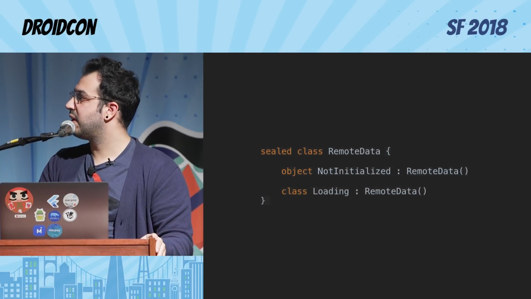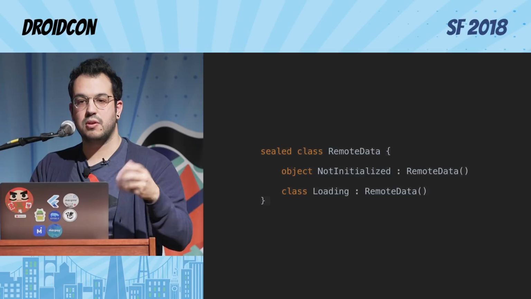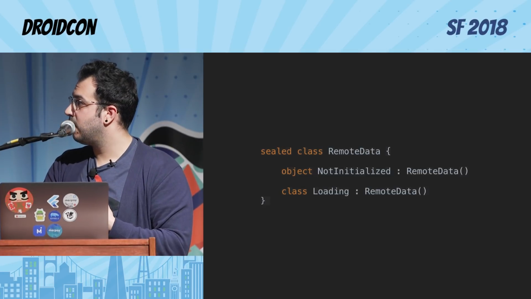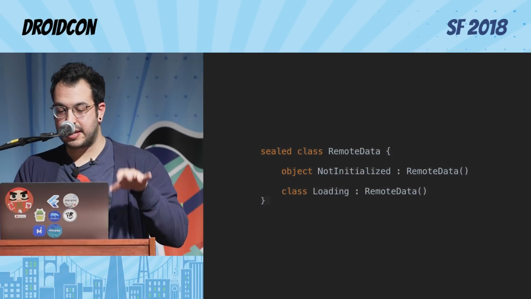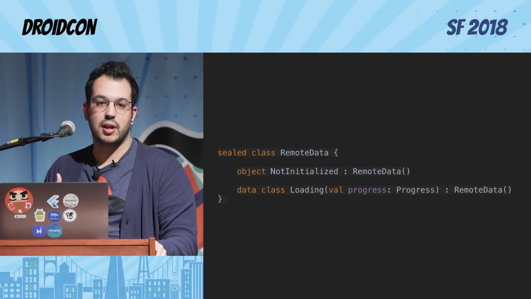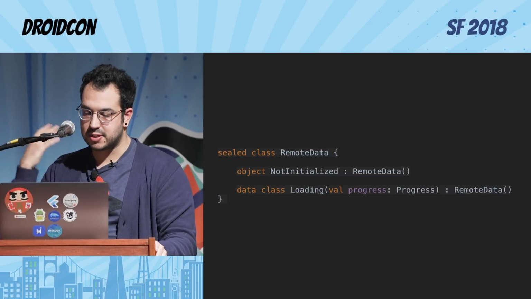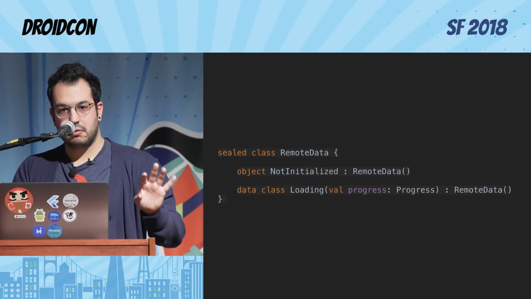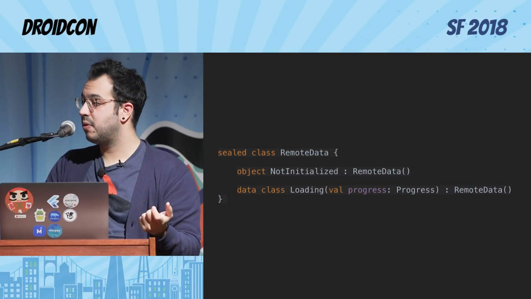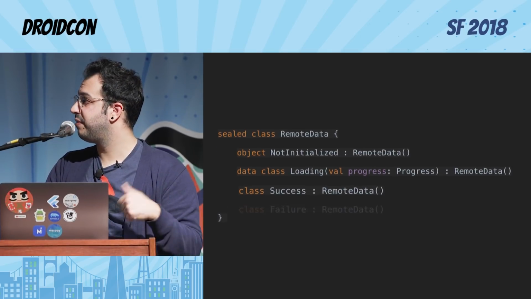And then you have the class Loading, right? This is the other state. You are loading. You are actually making the request, and you are waiting to get all the data. And that could be a data class because it's going to have some value. You're going to have a progress that you probably want to use to update the UI when you get a new progress, right? And then the classic two results of a network request are either success or failure.